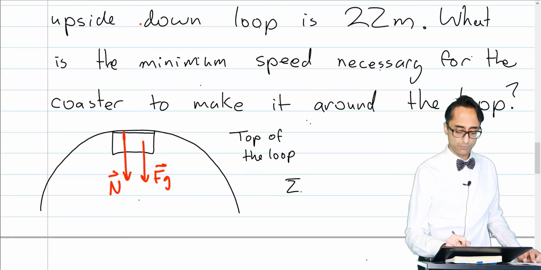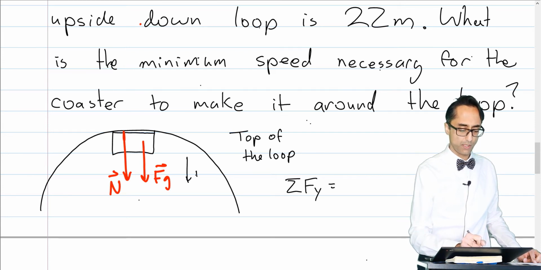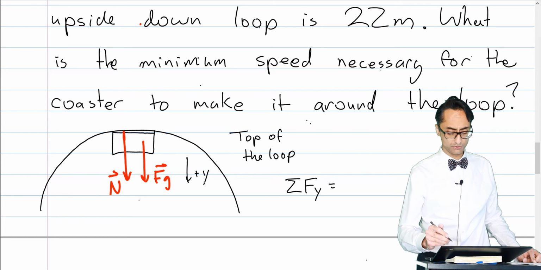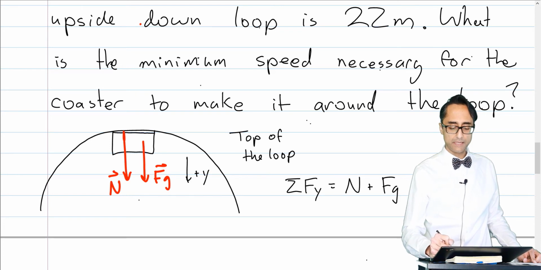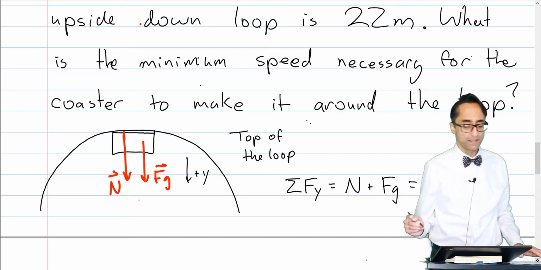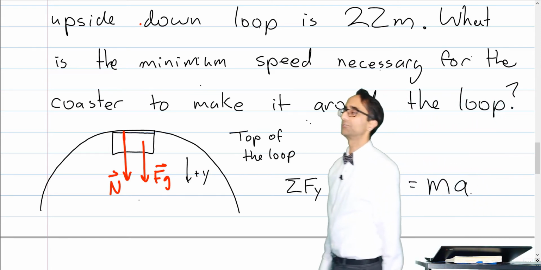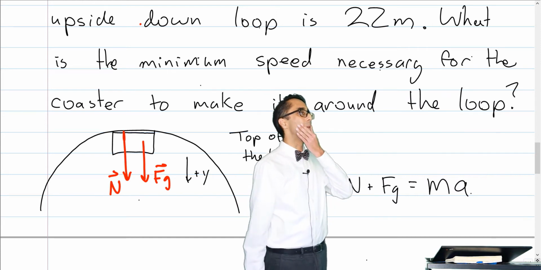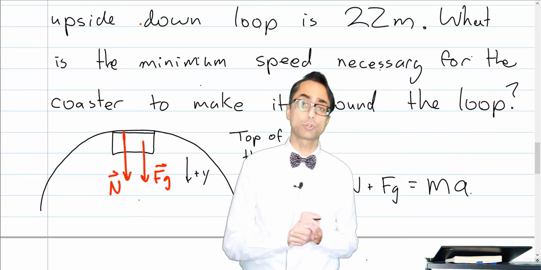So we'll use a sum of the forces in the y direction. We need to give our y a direction as well. Let's make plus y downwards. We have the force N downwards, we have the force of gravity downwards, and all of those are equal to mass times acceleration. Now it's acceleration in general, and in general it's a combination of both centripetal and tangential. But we're only going to worry about the centripetal acceleration.